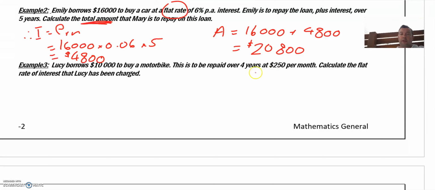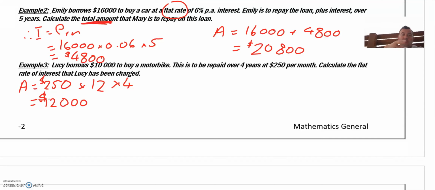So what we need to do is, I'm going to say $250 per month. So the amount repaid is $250 times 12, that's months per year, times 4. So that means Lucy paid back $12,000. She borrowed $10,000. So my interest, remember, interest is the cost of borrowing money. She borrowed 10, she paid back 12, so my interest is 12,000 minus 10,000 equals $2,000.